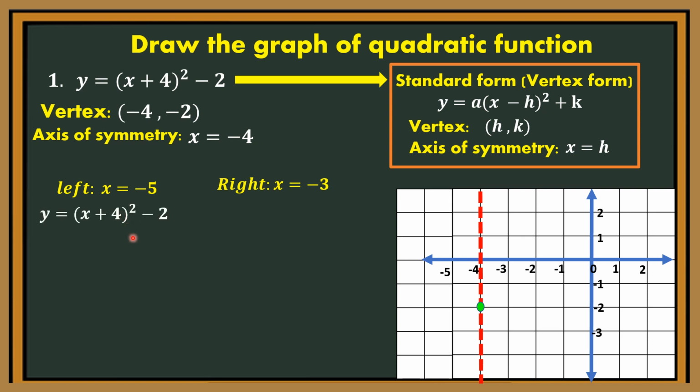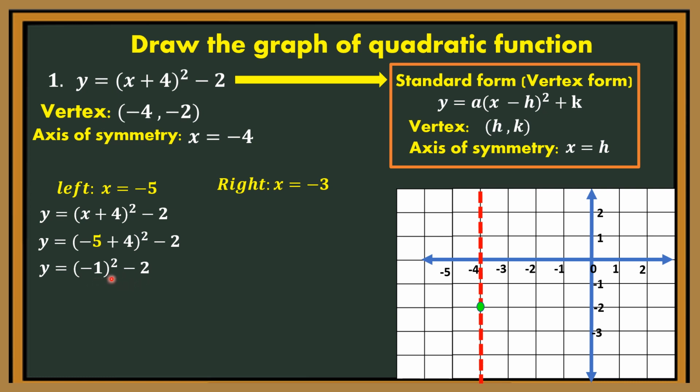Then, let us use the original equation. y is equal to the quantity of x plus 4 quantity squared minus 2. Substitution. So, ang x natin, papalitan na natin ng negative 5. So, you just copy 4, copy squared, copy minus 2. Then, simplify yung nasa loob. Negative 5 plus 4, that is negative 1. Then, copy squared, copy minus 2.